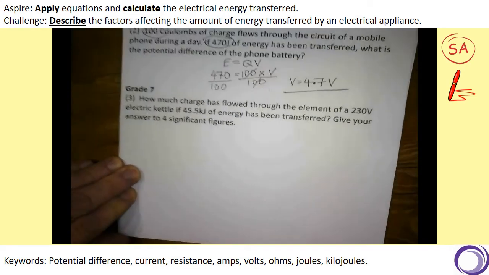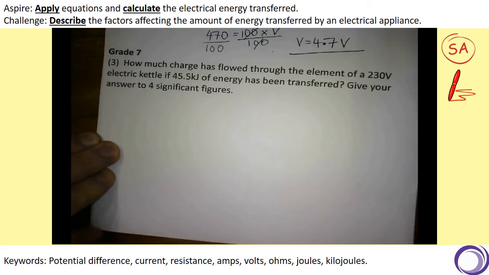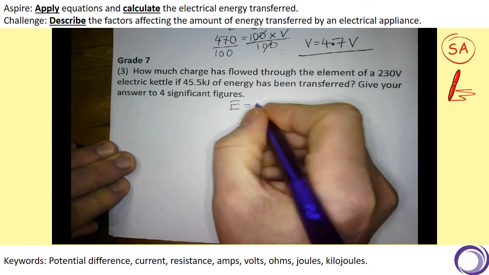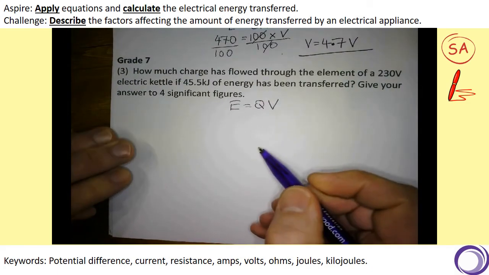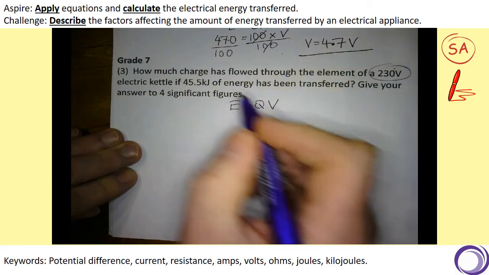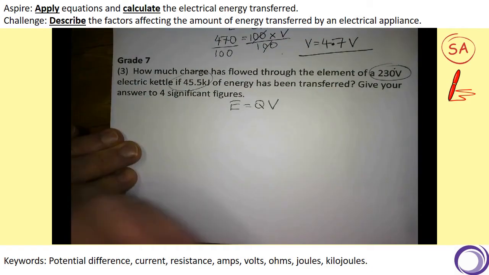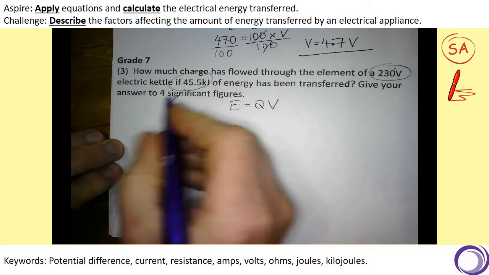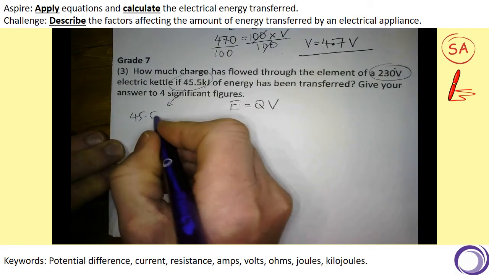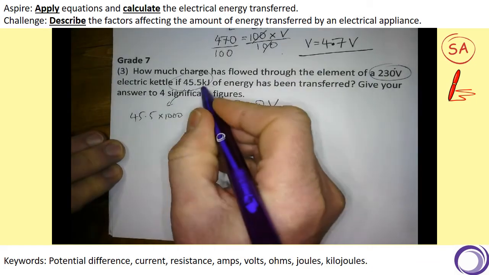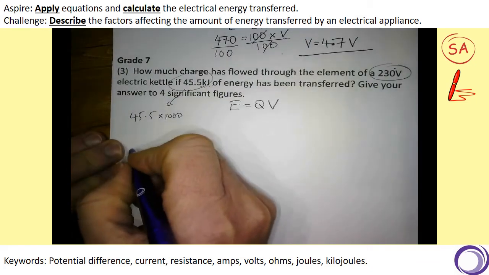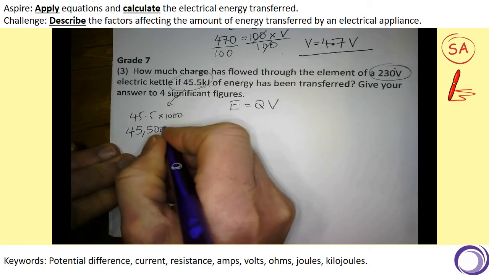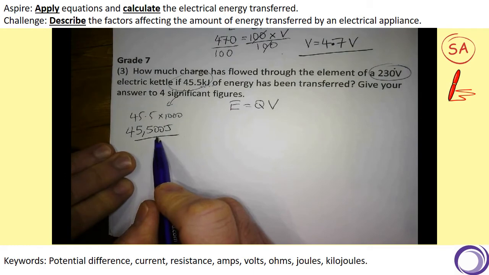Last one, bit trickier. Same rule though. Everybody quit vaping. Put in what you know. Well, we know V, and we know the energy, 45 point, oh careful, that's 45.5 kilojoules. So 45.5 kilojoules is 45.5 times 1000, because kilojoules is 1000 joules. So that's 45,500 joules. That's 1 mark if you've done that.